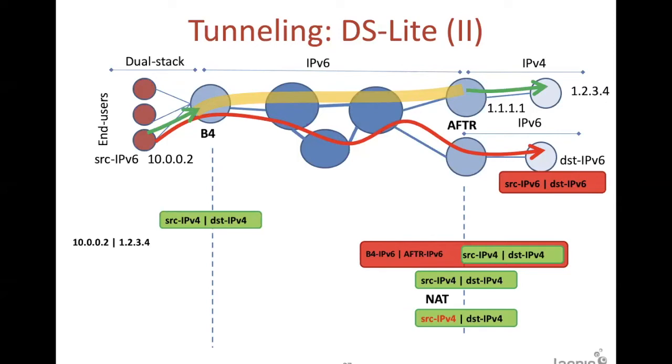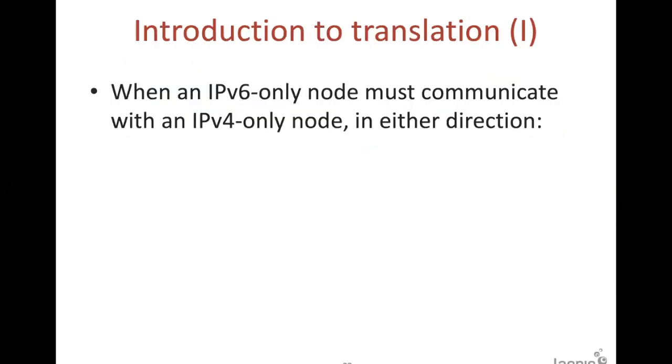Of course, if I have a private IPv4 address, I will need to make a translation on my edge so it can reach public IPv4 addresses in the network. Traditionally speaking, these addresses are going to be shared among all my DS-Lite network. Okay, now let's move to translation.